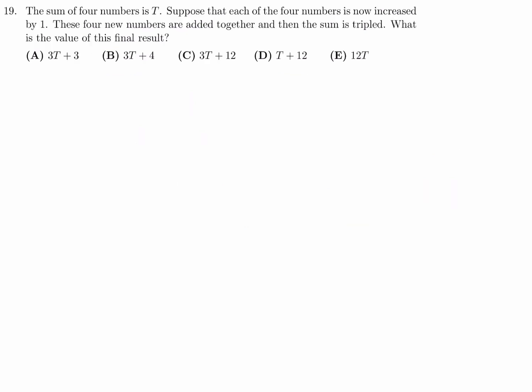The sum of 4 numbers is t. Suppose that each of the 4 numbers is now increased by 1. These 4 new numbers are added together, and then the sum is tripled. What is the value of the final result?